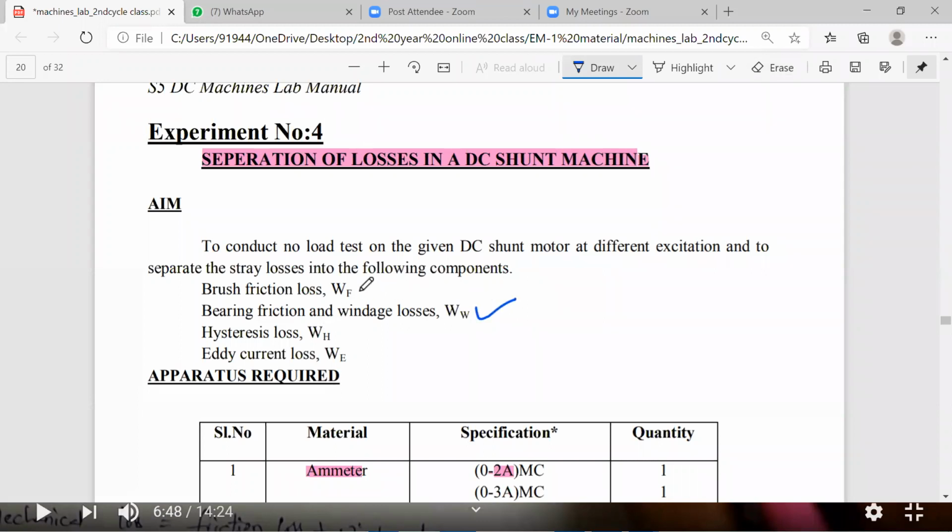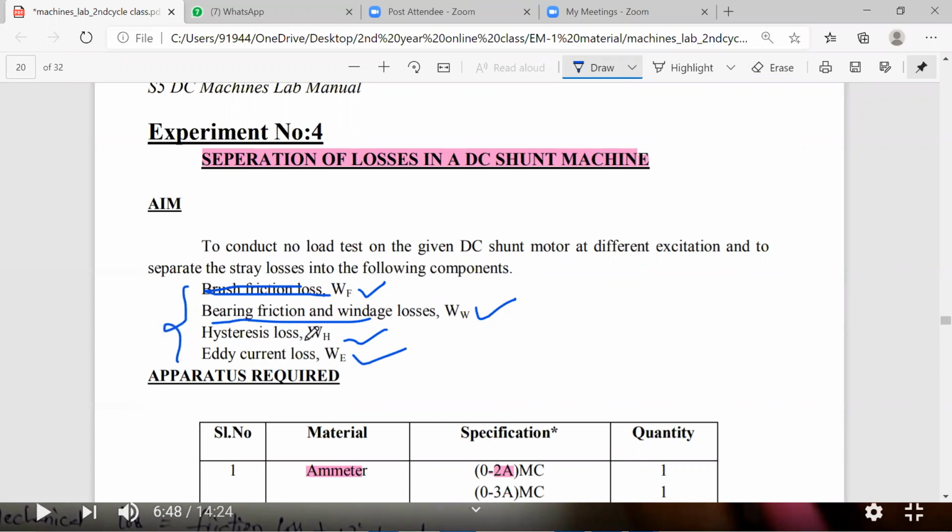Brush contact losses, actually these losses are electrical losses. Brush contact losses means electrical losses. These are the mechanical losses. Then hysteresis losses and eddy current losses. So these 4 losses are separated in this test.